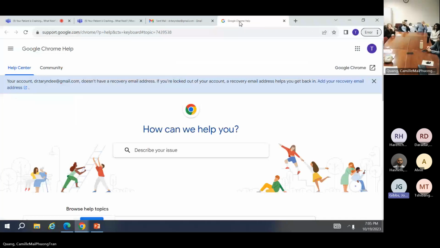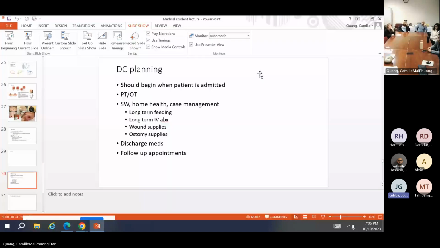An NG tube and an OG tube are the same. It's just whether it's in the nose or the mouth. A G tube is more similar to a PEG tube. It's a tube in the stomach that you use to feed the stomach. So it goes into the stomach and then out into the world.